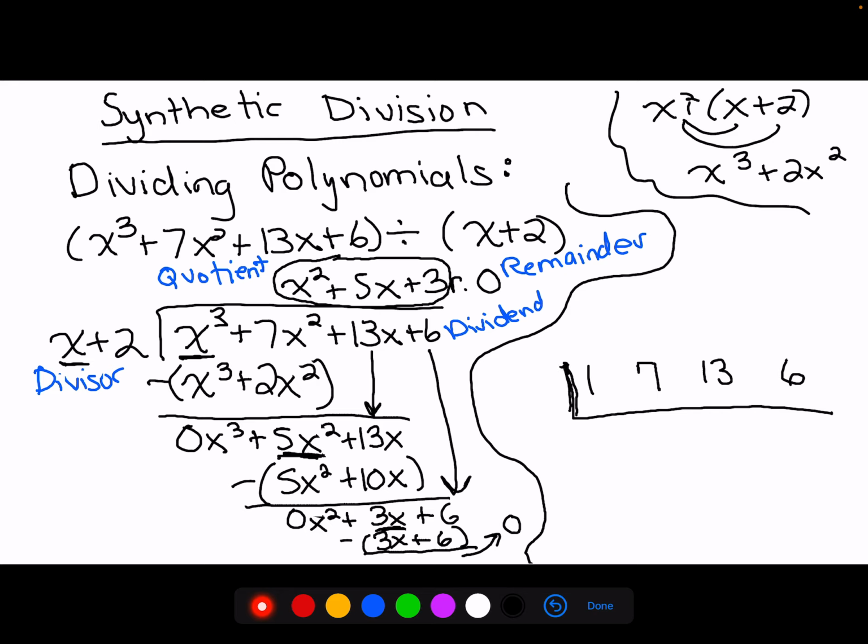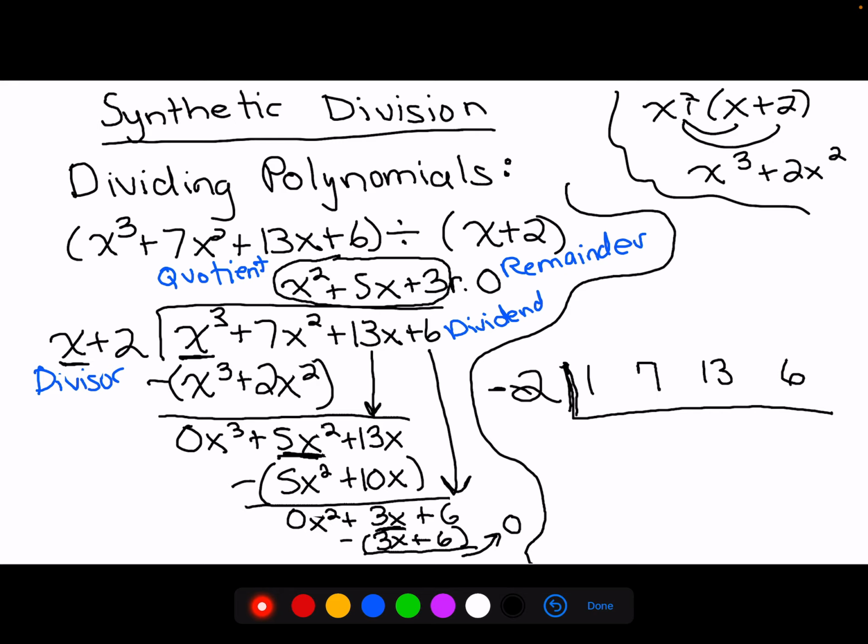So then we're going to think, all right, our divisor is x plus 2. So we're going to ignore the x and just take the plus 2. And we're going to use the opposite of that. We're going to use negative 2. And I'll explain why in a minute. So for now, I'm just telling you the mechanics of how this works. And in a minute, I'll explain what exactly is happening.